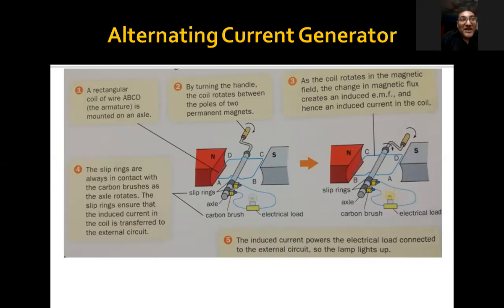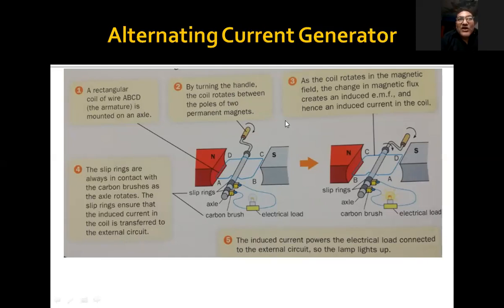So you see, by providing the mechanical energy, you are rotating it. That is called mechanical energy. You provided the mechanical energy, and that coil, which is a conductor, was moving in a magnetic field, and the current was induced in it, and due to that induced EMF, this lamp is giving us light. So here, first, it is a rectangular coil of wire ABCD. The armature is mounted on an axle. By turning the handle, the coil rotates between the poles of two permanent magnets.